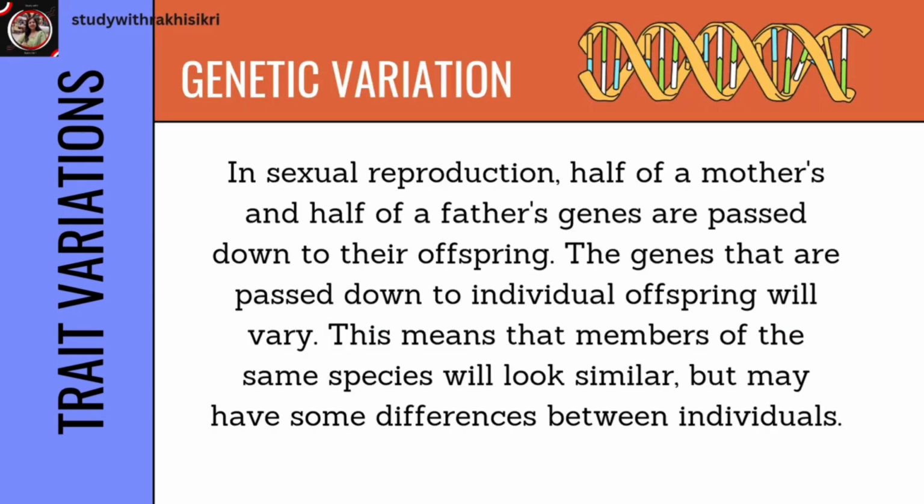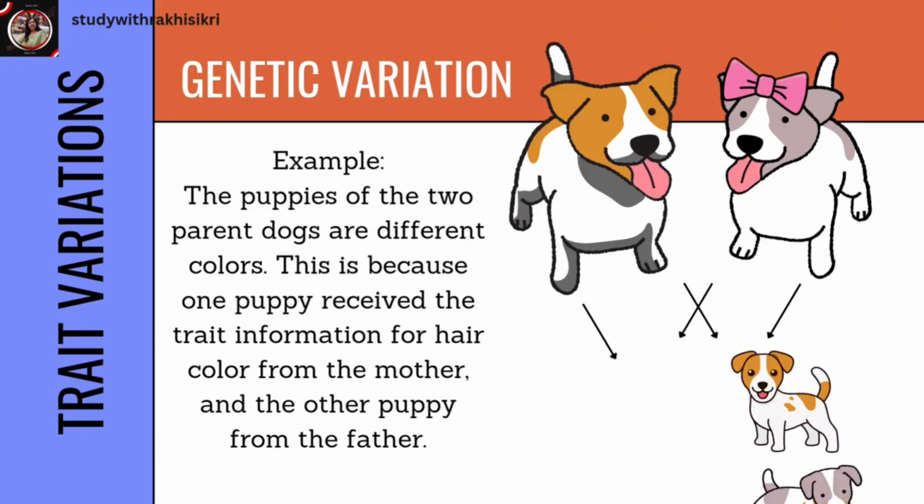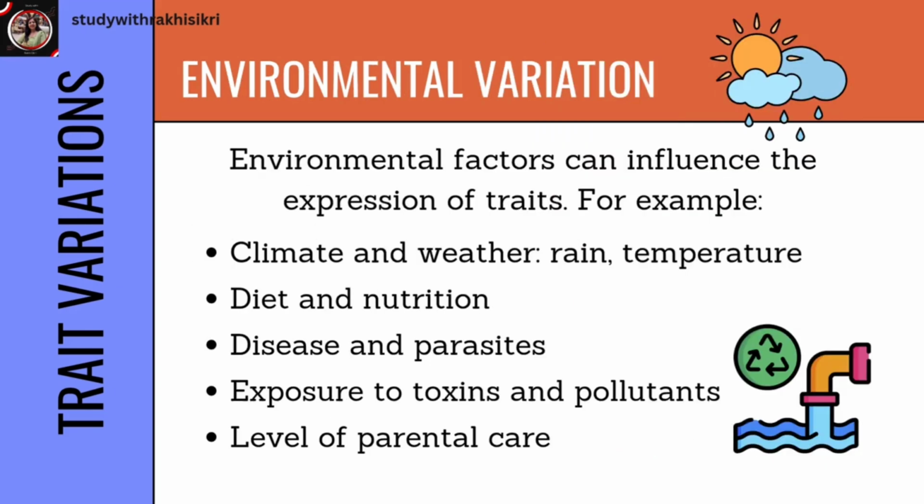surroundings and lifestyle. In sexual reproduction, offspring inherit a mix of genes from both parents. That's why even siblings can look and behave differently. Look at these puppies. One inherited its coat color gene from the mother, and the other from the father. That's genetic variation in action.